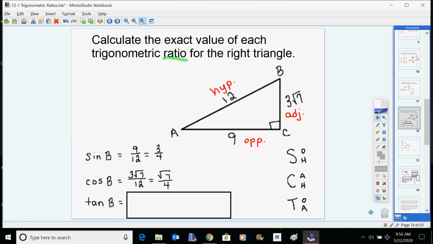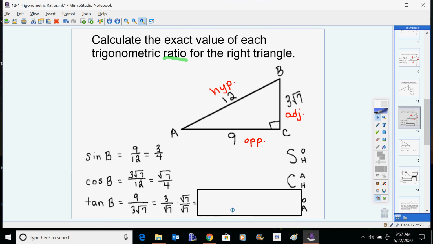Square root of 7 over 4. The one that gets tricky here is the tangent of B, opposite over adjacent. And if you recall, we don't like to have a square root in the denominator. So since we don't like to have a square root in the denominator, we need to fix it. I want to multiply the numerator and denominator by the square root of 7 over the square root of 7.